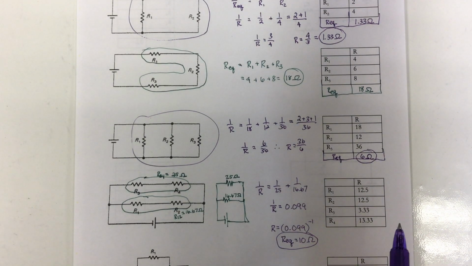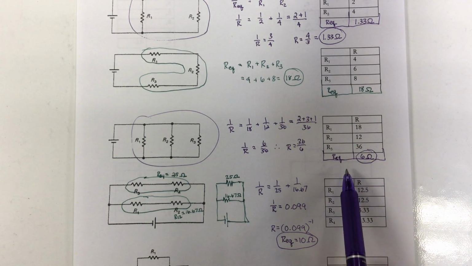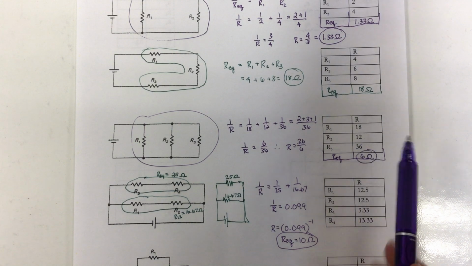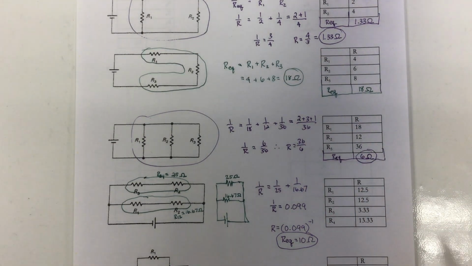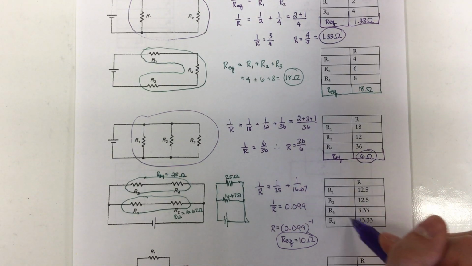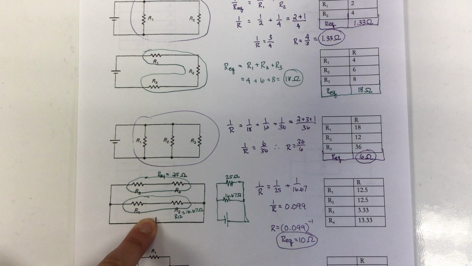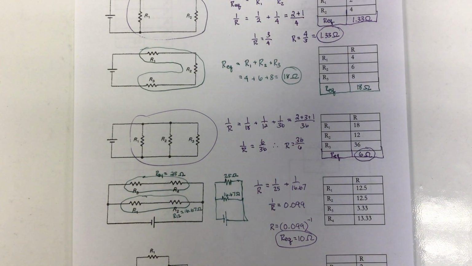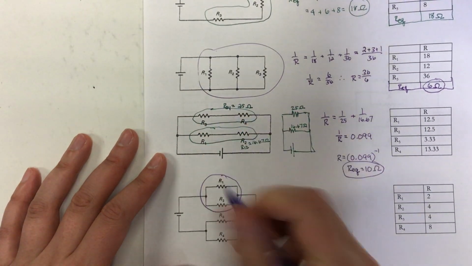Since this is neither in series nor parallel exclusively, I can't do this check at the end. I can't check to see is 6 smaller than 12 or is 18 greater than 8. In this case, it's somewhere in between my range of resistors because this is neither series nor parallel on its own. Okay? So, in the next section, R1 and R2 are in parallel.